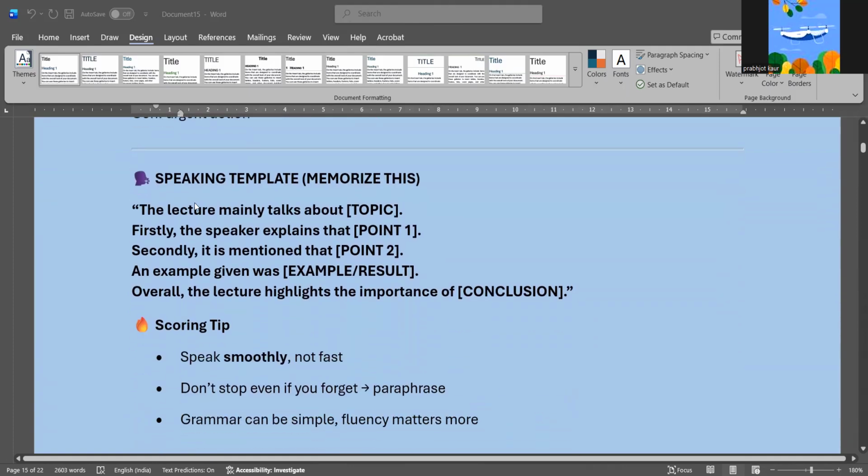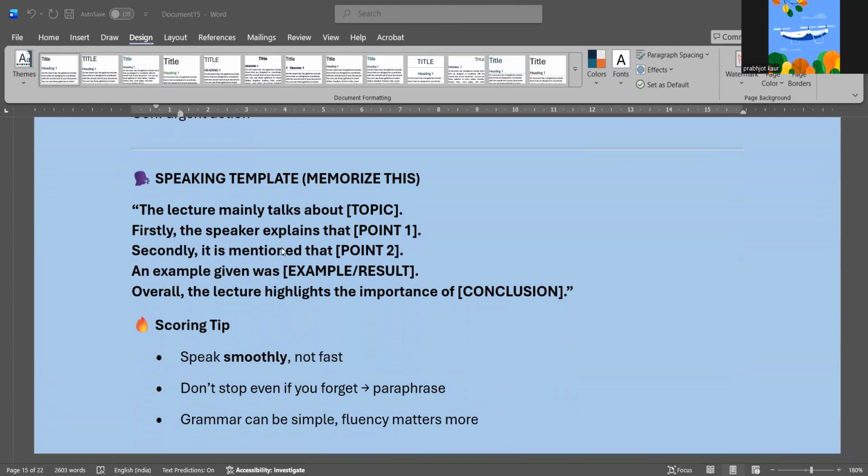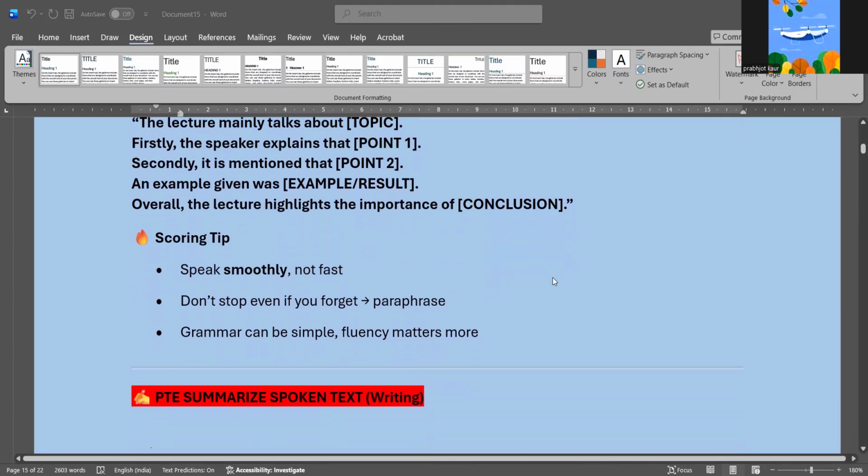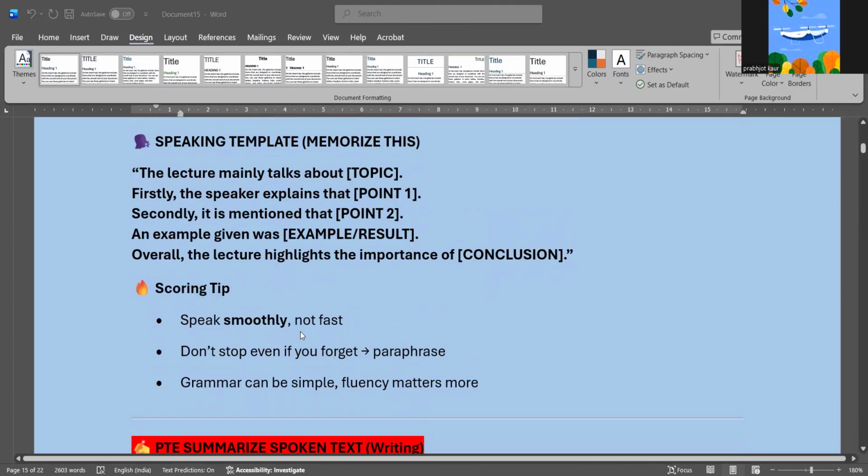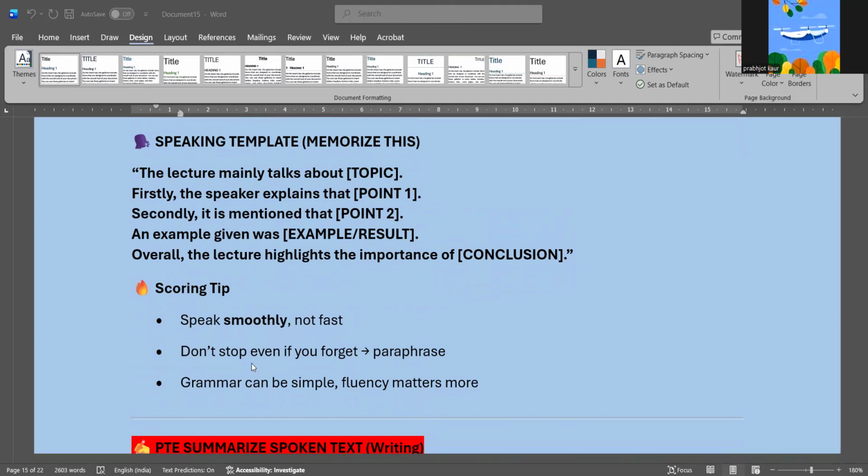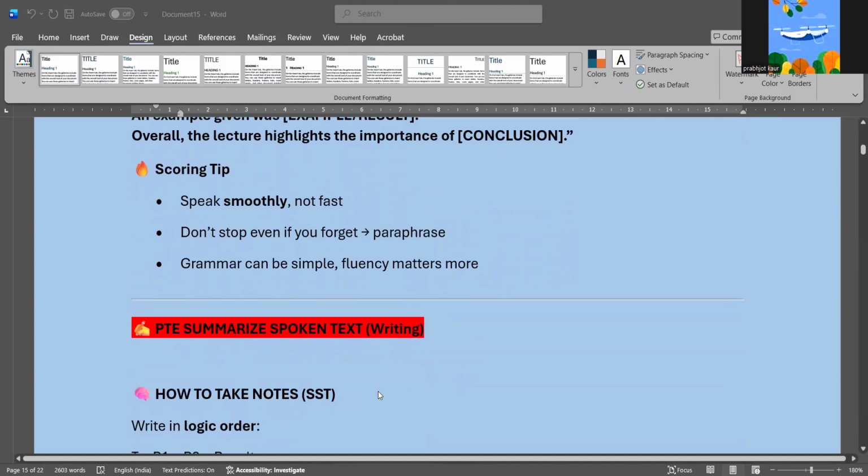So here is a speaking template, just for example. You can use it as it is. The lecture mainly talks about the main topic. Firstly, the speaker will explain that point one. Secondly, mention that point two. Then the example or result. Then the conclusion. Please speak smoothly, not too fast, and don't stop even if you forget; just paraphrase the line. Grammar can be simple, and fluency matters more.